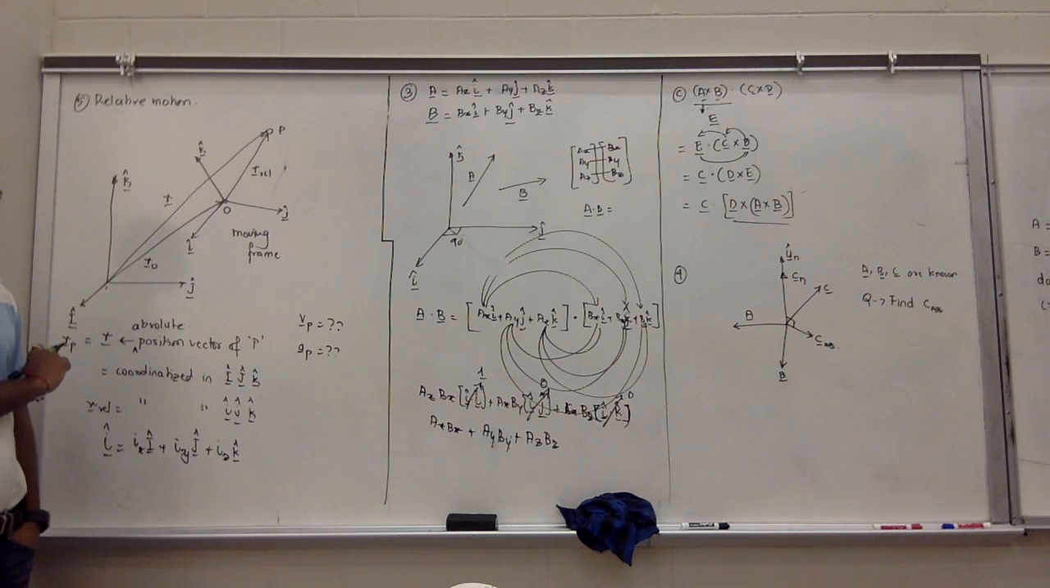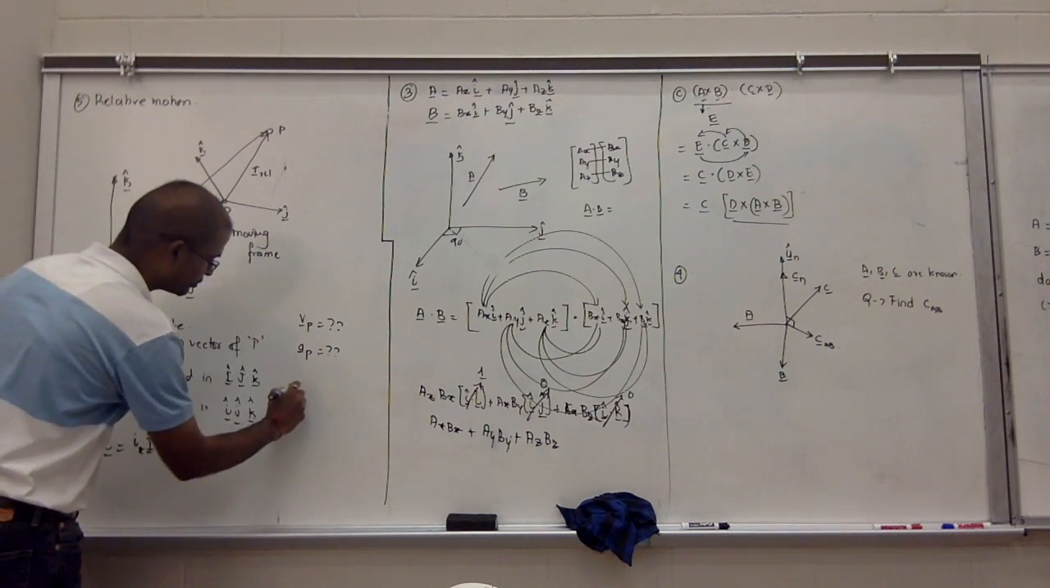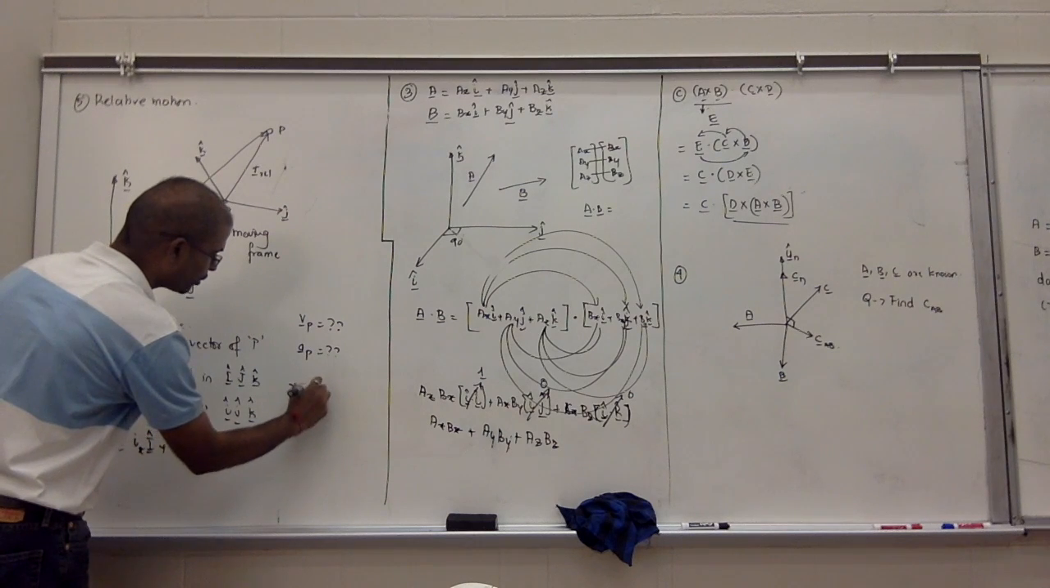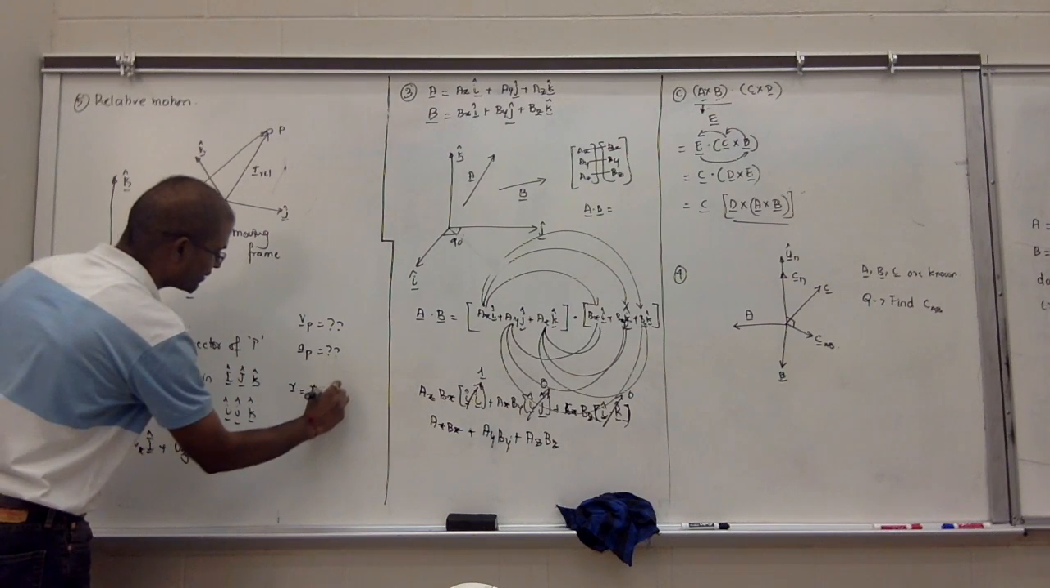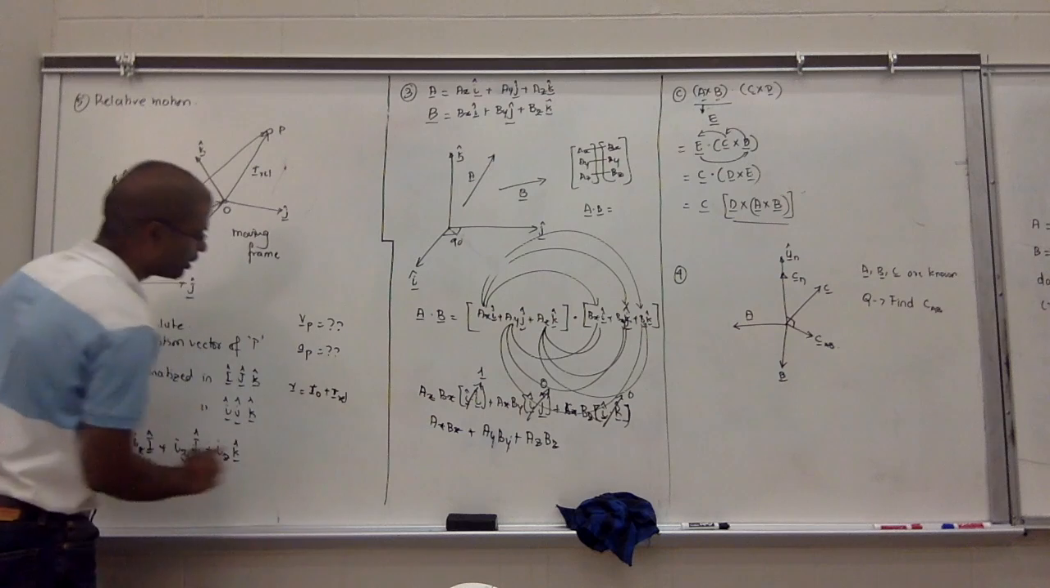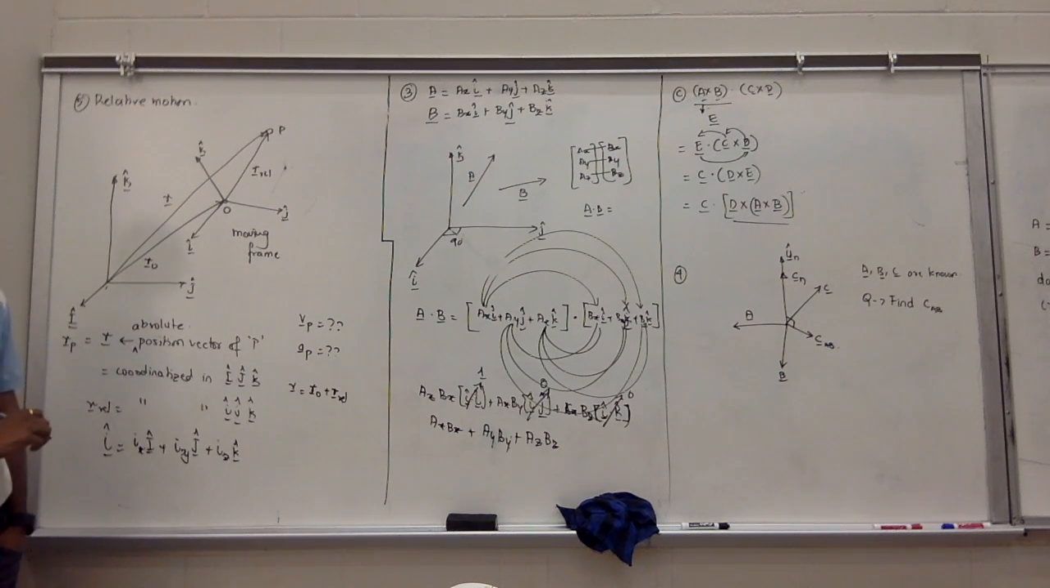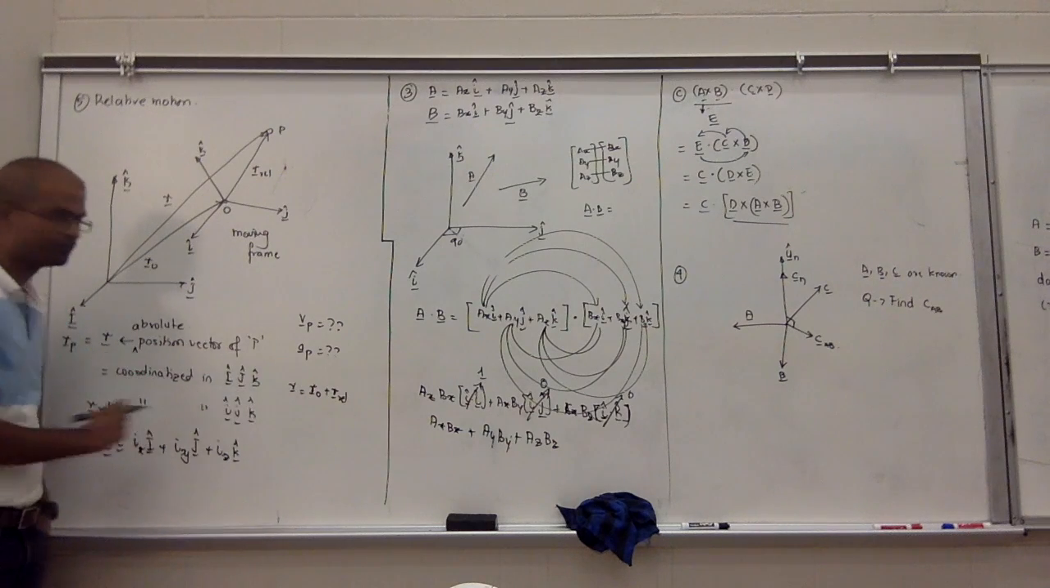R is the position. We always use R for the position vector, V for the velocity vector, A for the acceleration vector. Now this R is equal to what? R naught plus R relative. Can you explain absolute position? Absolute position is position with respect to an inertial frame. Okay? So this is what it is, right?